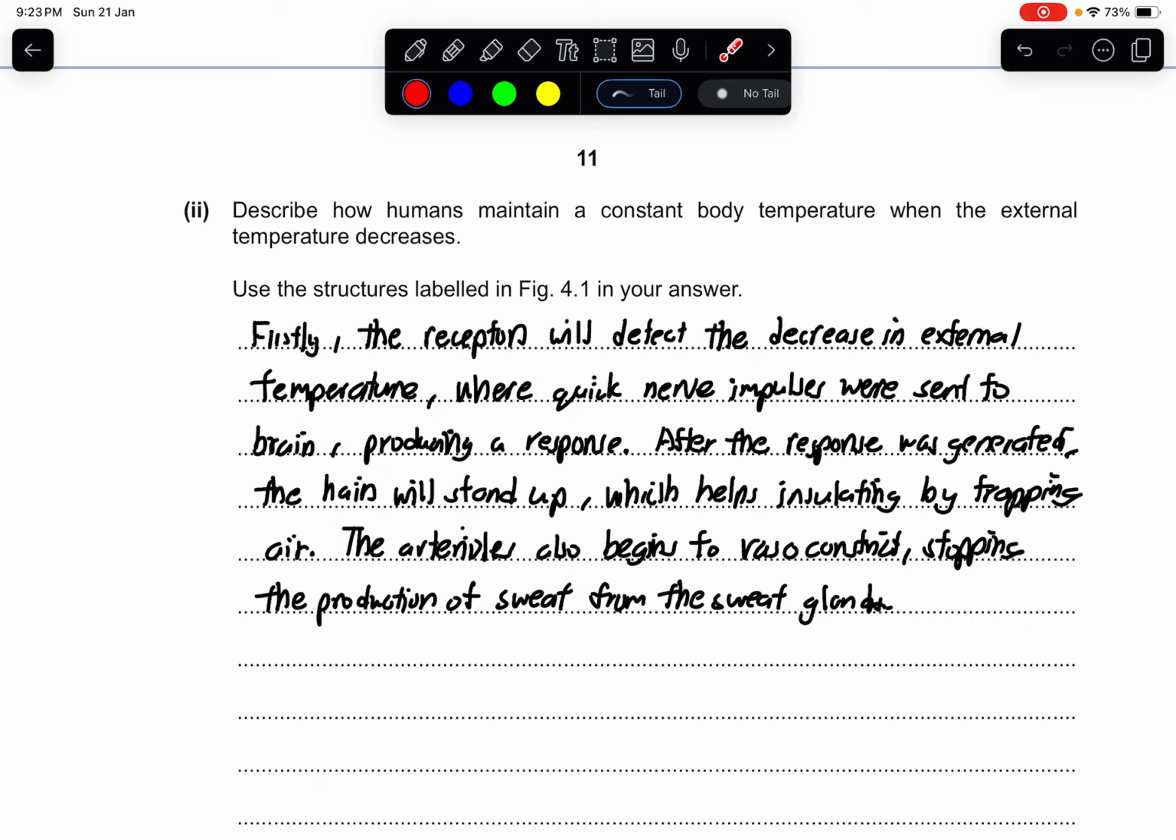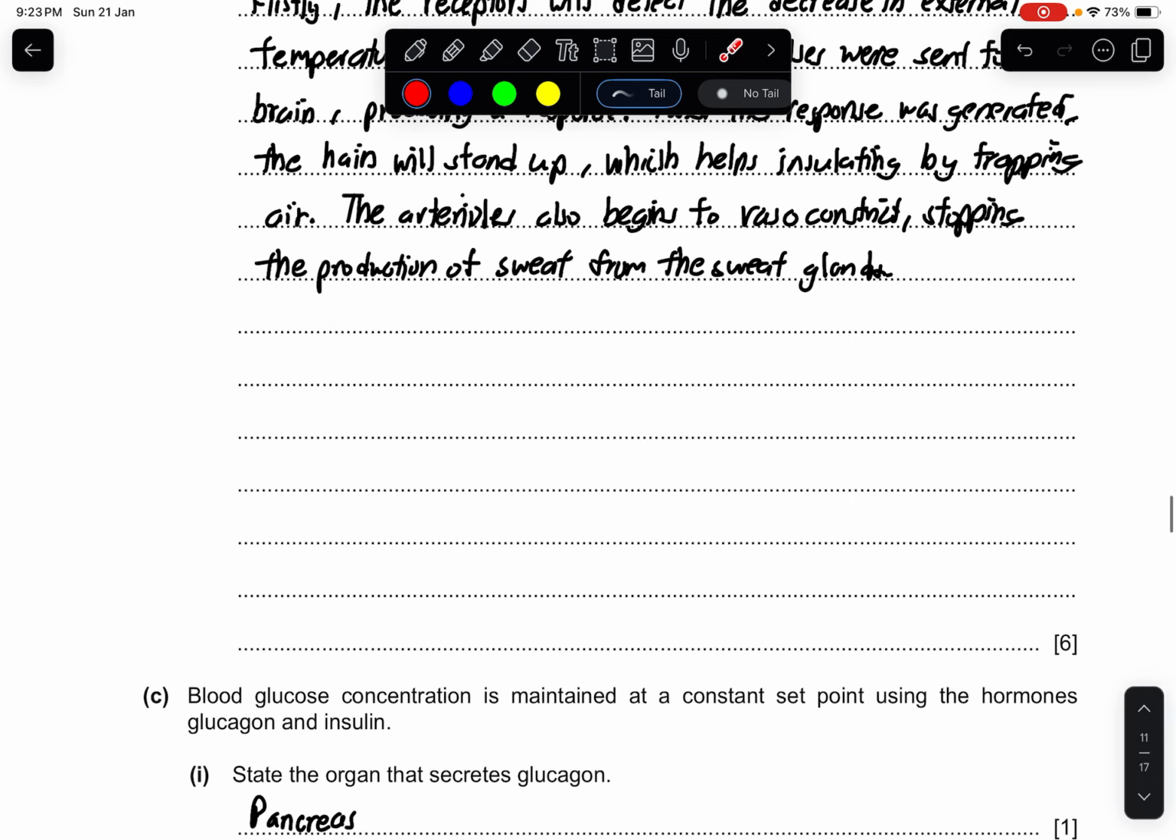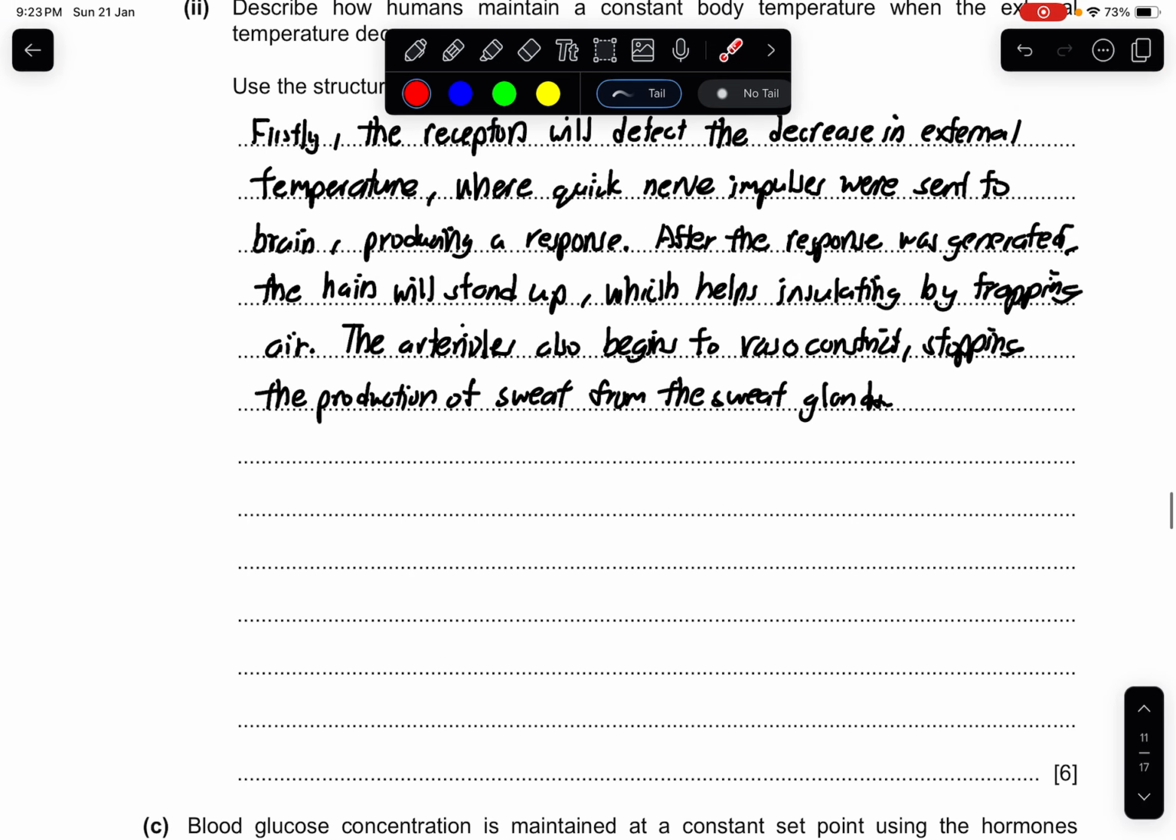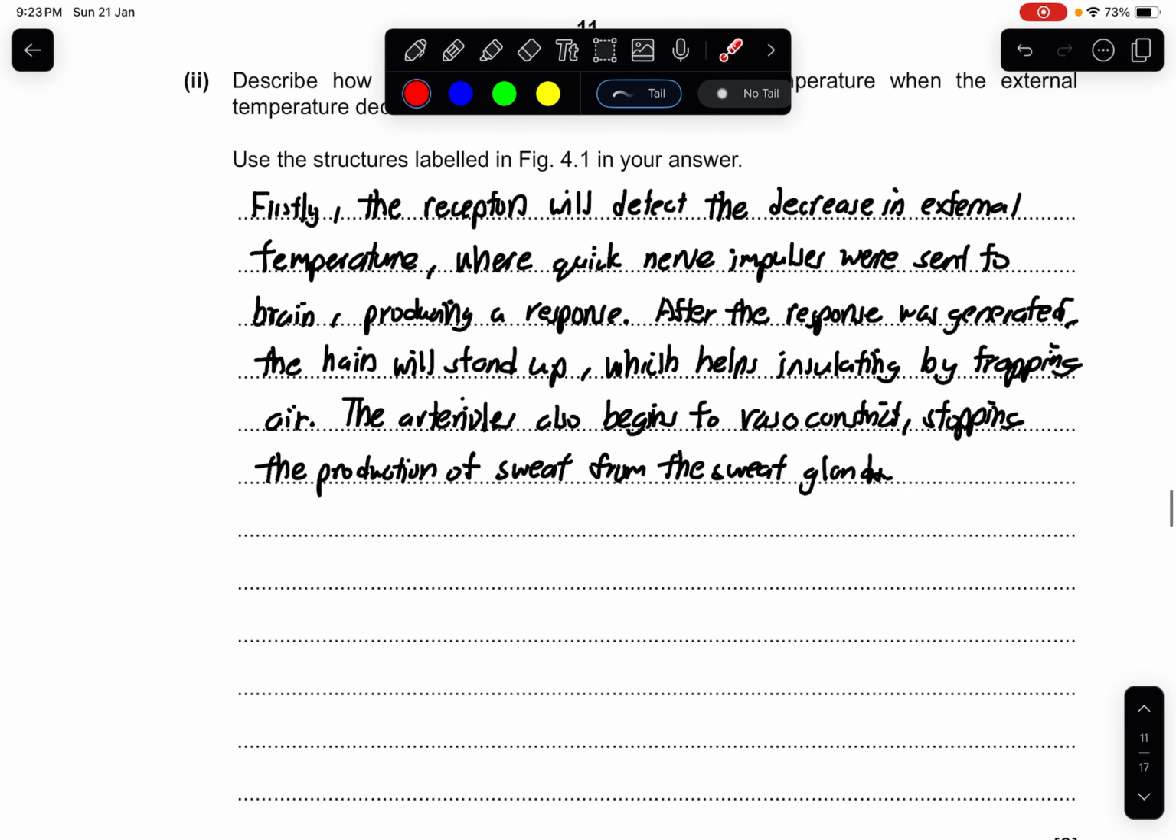The arterioles in the skin will also begin to vasoconstrict, which helps to stop the production of sweat from the sweat glands. Okay, so this is 6 marks, quite a lot, but just use your understanding of what happens when you're feeling cold, such as during the exam, your hair begins to stand up. So all of these are relatable.